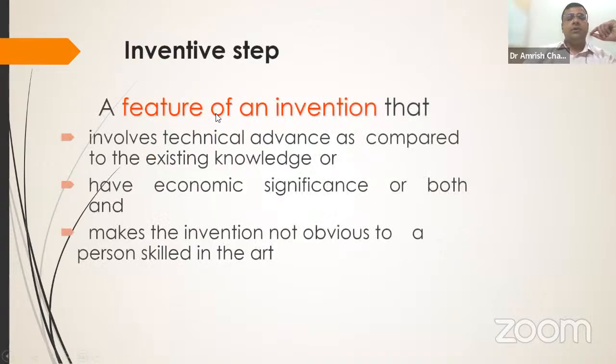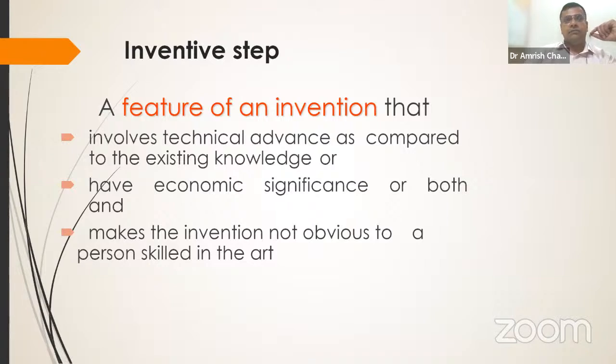Inventive step, as I told you, it should involve technical advancement as compared to the existing knowledge, or it should have economic significance, or both. And the invention should be not obvious to a person skilled in the art. So when you were discussing the points that you need to have, either the ingredient should be different, or the method should be different, or there should be technical advancement. So even if you don't have a technical advancement, but you are able to have economic significance, that also stands a very good chance.